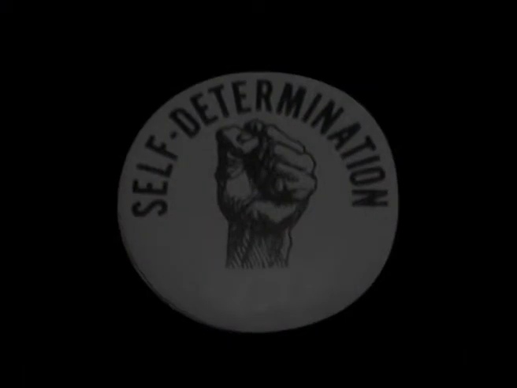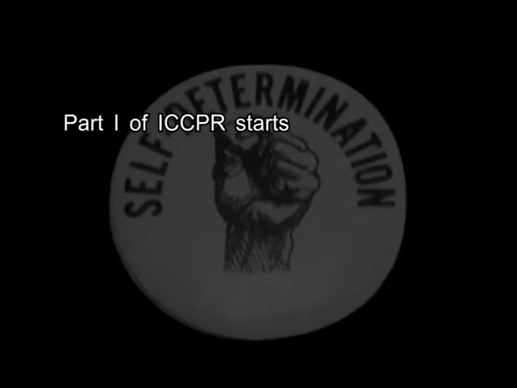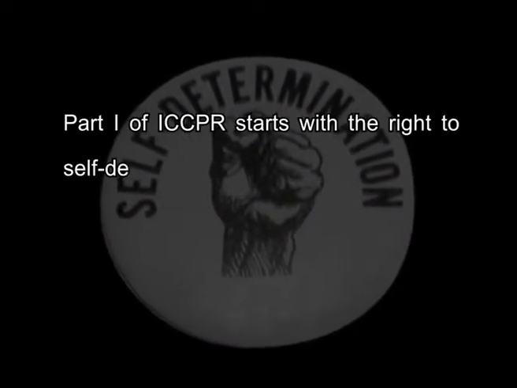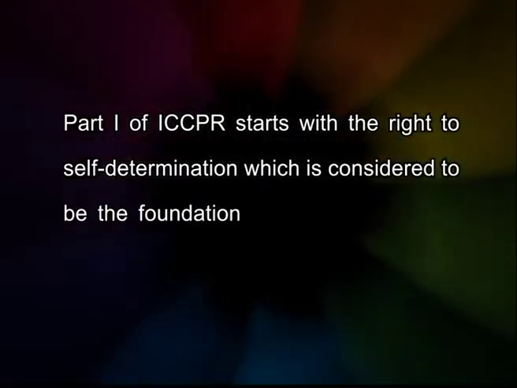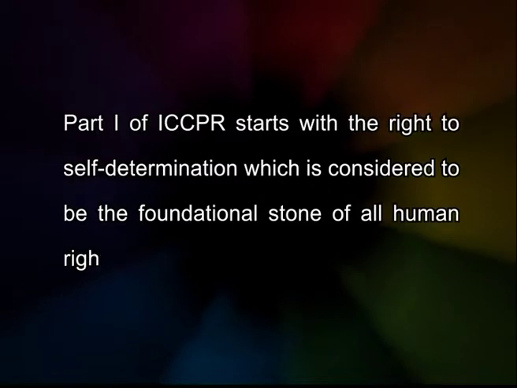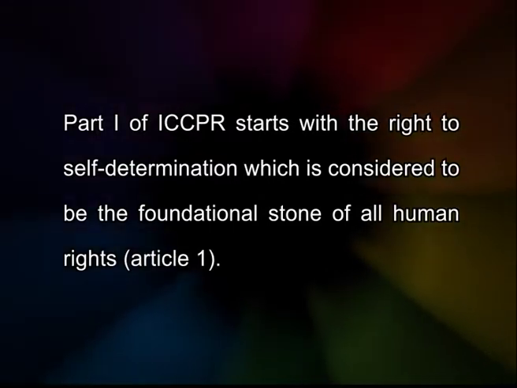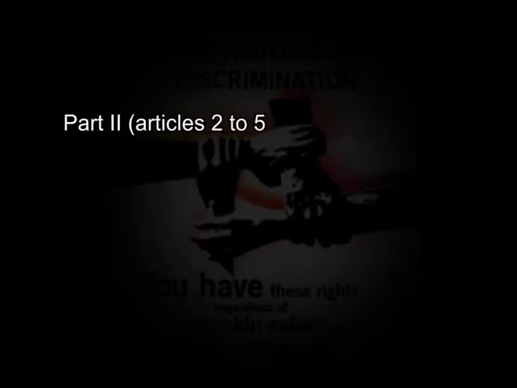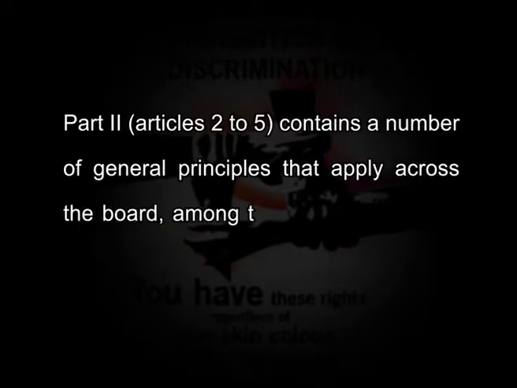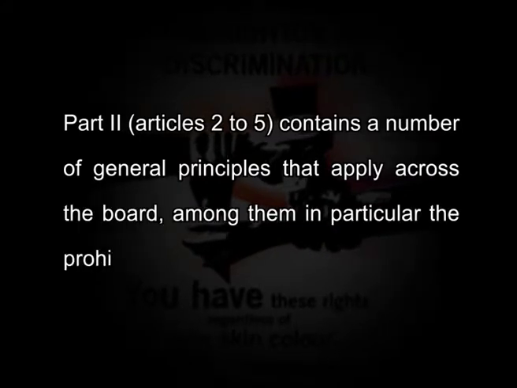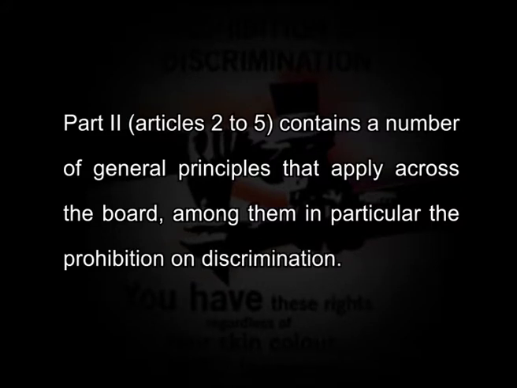Part 1 of ICCPR starts with the right of self-determination, which is considered to be the foundational stone of all human rights. That is there in the Article 1. Part 2, that is from Article 2 to 5, contains a number of general principles that apply across the board. Among them, in particular, the prohibition on discrimination.